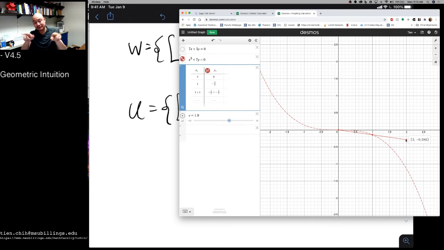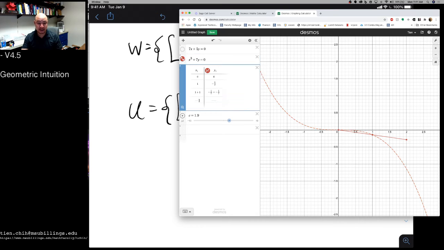We've taken a vector in U, added it to itself, which is a vector in U, and we obtain a vector not in U. So by doing this, we can see that this set is not closed under vector addition. I can take two things in U, add them together, and get something not in U.